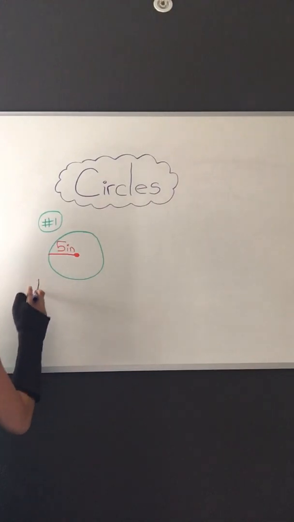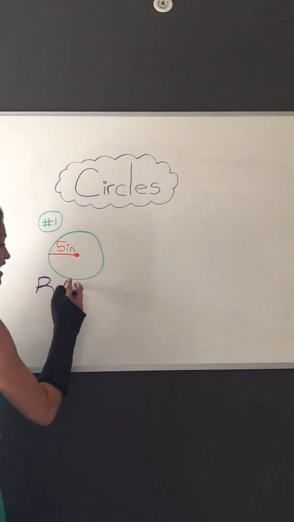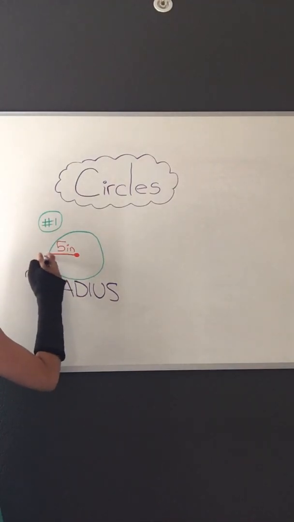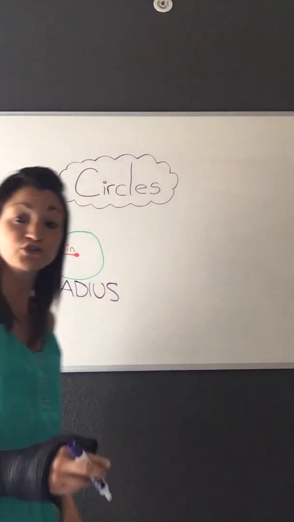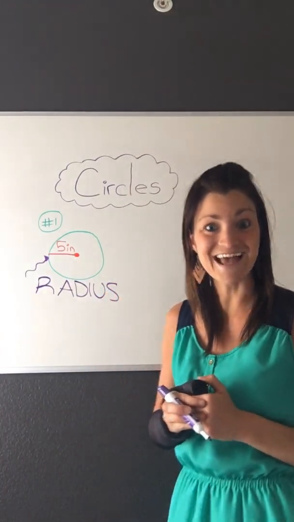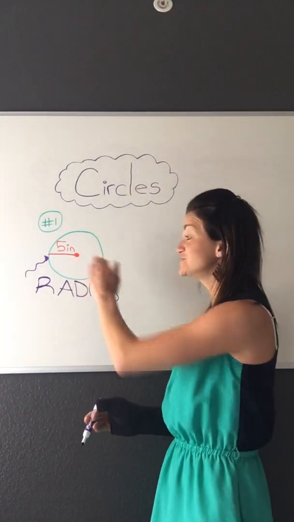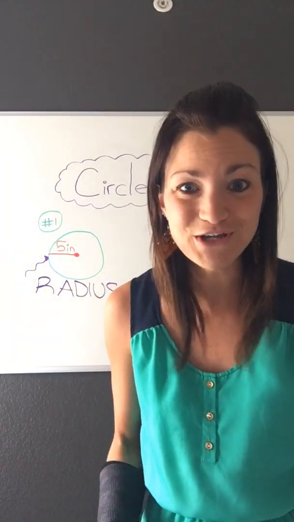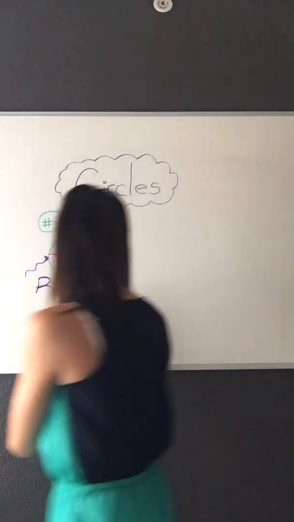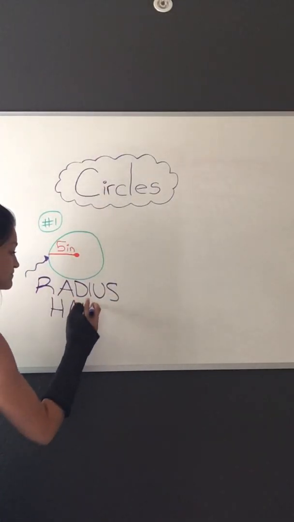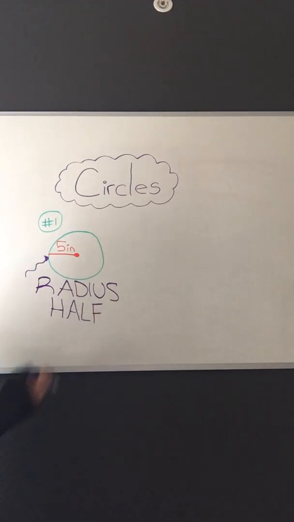So radius is R-A-D-I-U-S, okay? And that's what that red line right there is called. So if an individual came up to you on the street and said, hey, middle schooler, can you tell me what the radius is in this circle? Absolutely you can. The radius is, and you might want to write this down, half, okay? It goes through half of the circle.